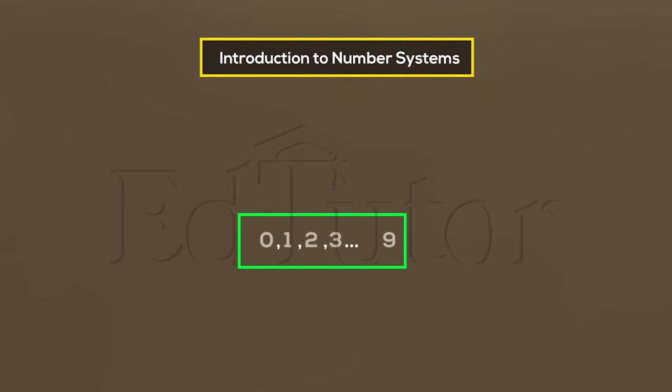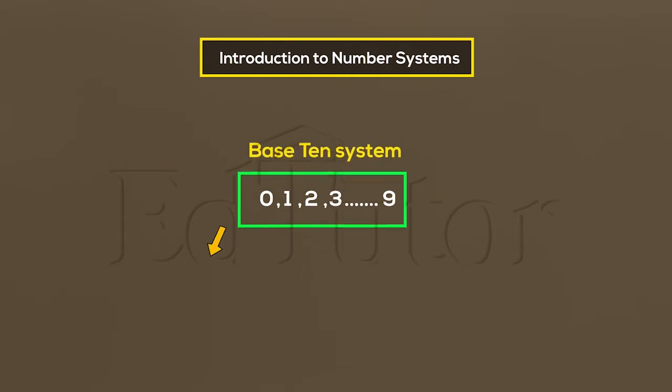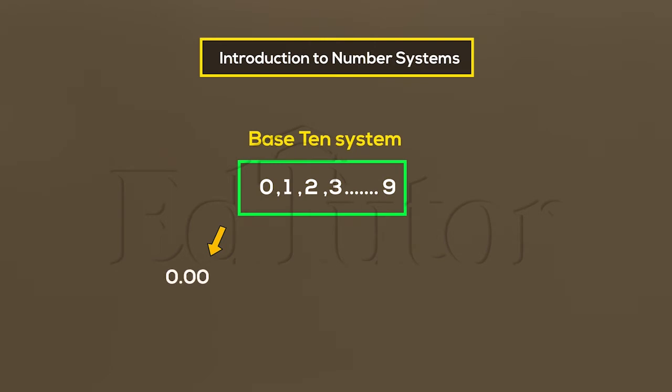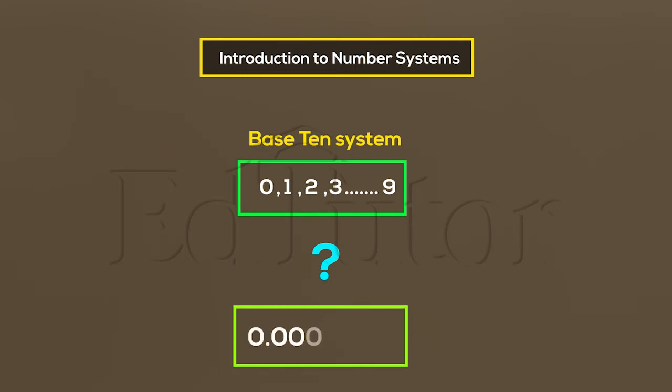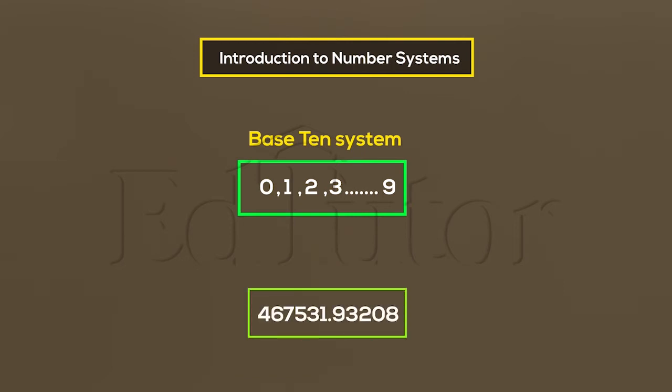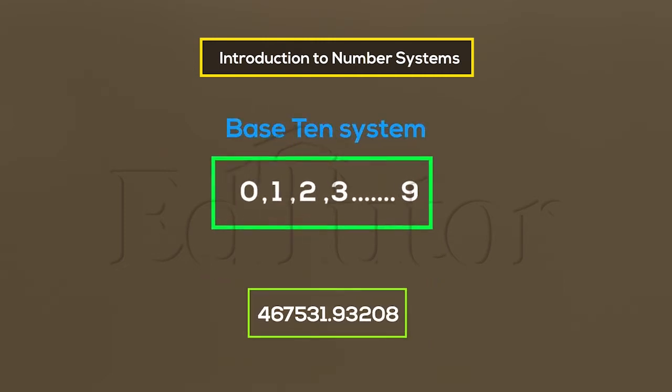These days, the most commonly used symbols are 0, 1, 2, and so on, all the way up to 9. It's called the base 10 system. It can represent all numbers, from something as small as 0.0005 to 1 trillion. Can you think of any number that doesn't use these 10 digits? It's impossible. Look at this one. It uses 0, 1, 2, and 4. And even a number as large as this one is still limited to the base 10 system.